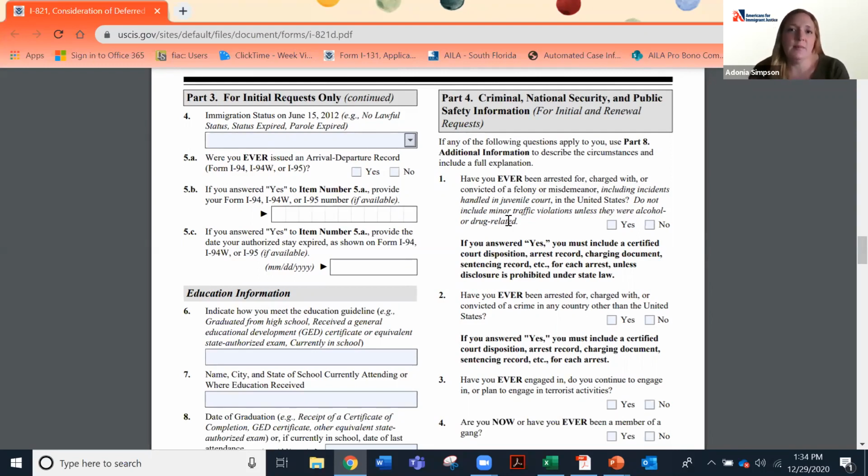And again, part of the application process that we're going to talk about later is biometrics, where they're going to do fingerprints and run them through a check. So if there has been any time that you've been fingerprinted, this will show up on the background check that they do. So if you have any concerns about any interactions with law enforcement in the past, make sure you talk to a professional.